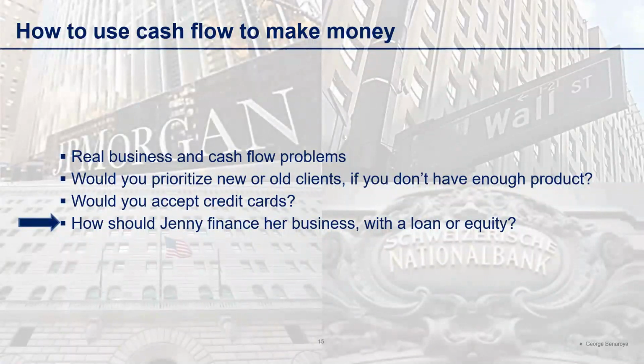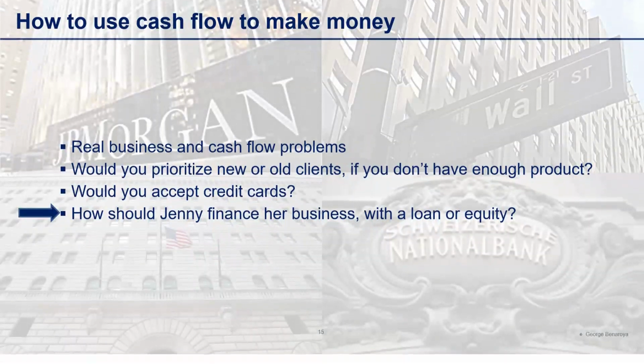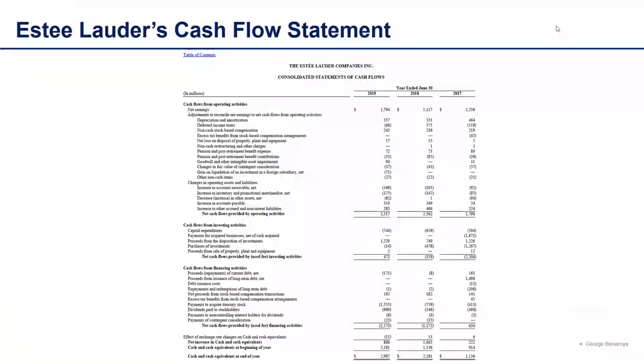Now let's look at a decision that we will make in real life with a business. The decision is whether Jenny should finance her business with a loan, borrowing from a bank, or with equity, that is getting some friends, some family, or external investors to give her the money, and then she will share the profits with them. This is what a cash flow statement looks like.